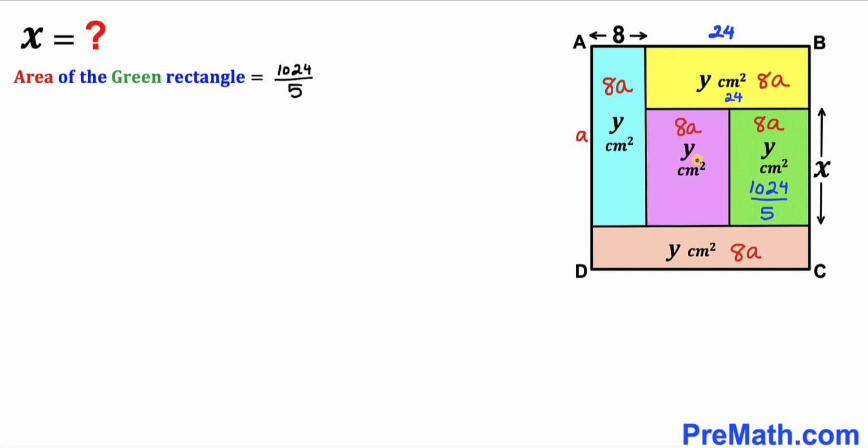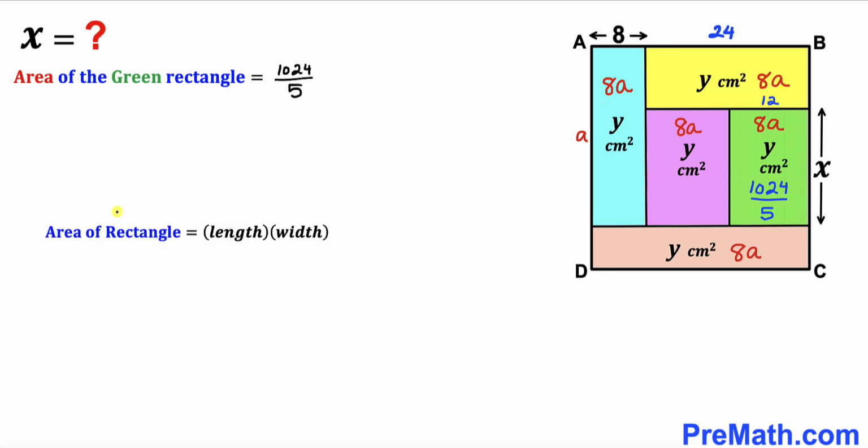And now let's focus on these two rectangles. The purple one and the green one both have the same height and the same area. So that means this side length is going to be equal to this side length. So that means half of this 24. So this side length is going to be 12, and this side length is going to be 12 as well. So thus this side length of this green rectangle turns out to be 12.